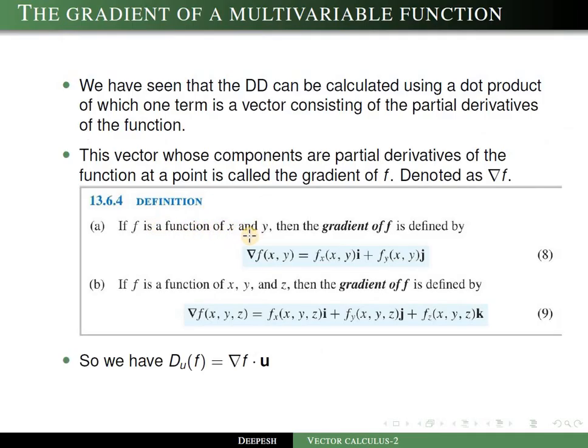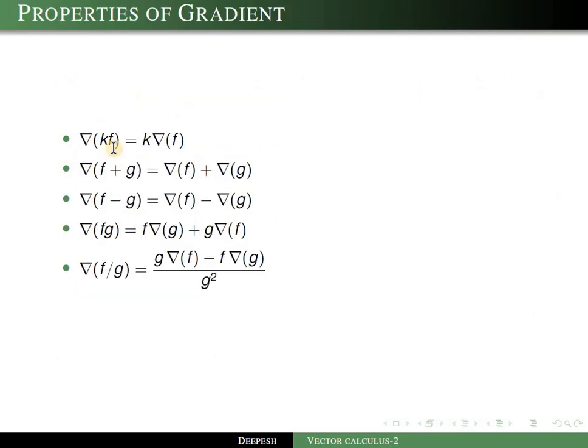So formally, if f is a function of x and y, which has partial derivatives fx and fy, then the gradient of f is defined as del f of x, y equal to fx of x, y times i plus fy of x, y times j. If f is a function of three variables, similarly you can define. One of the important uses is in calculating the directional derivative. And before going to that, let us see the properties of gradient.